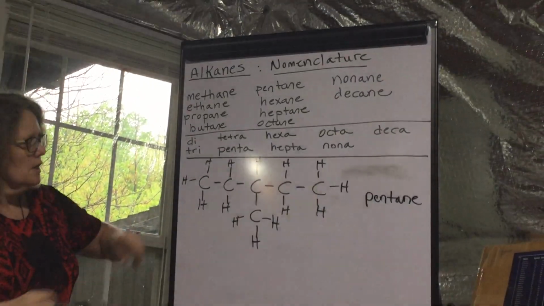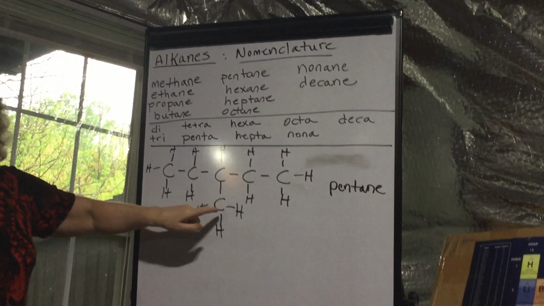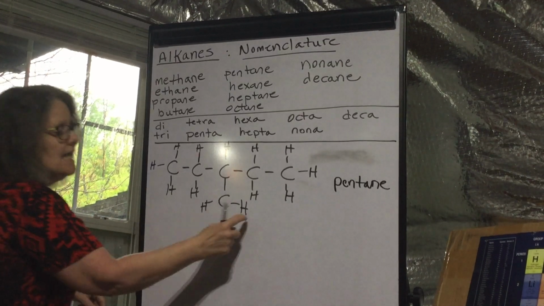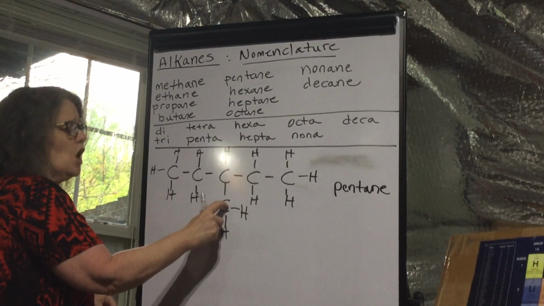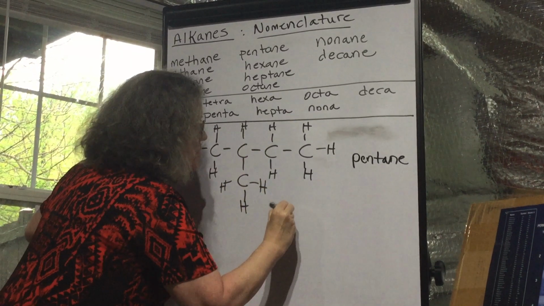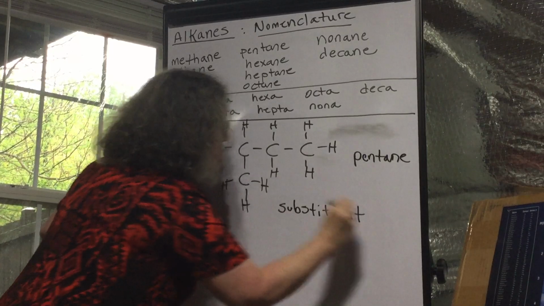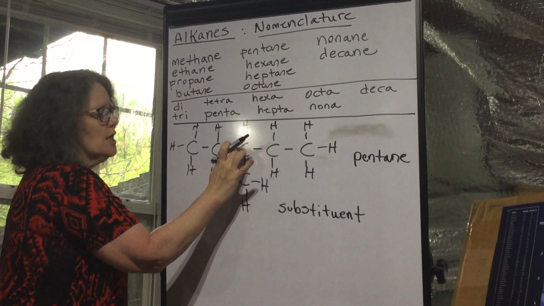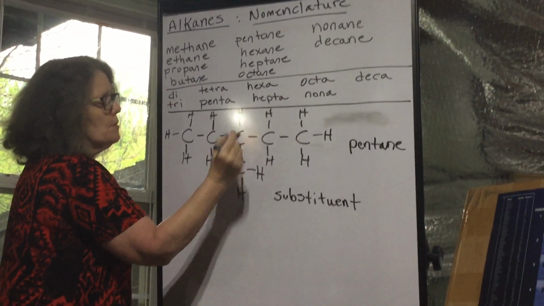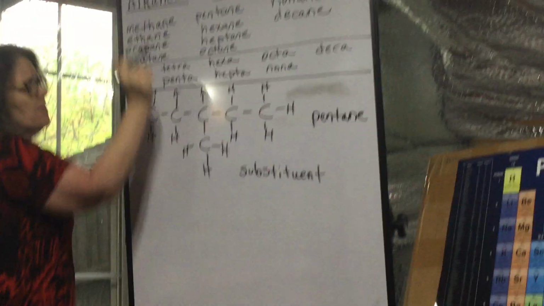Now, what I'm going to do is, I added a carbon group. This is a side group. This carbon is attached to my main chain. This is called a substituent. There is a 1-carbon chain attached to this carbon here, okay? A 1-carbon chain, 1 carbon is methane. If it's attached, this becomes methyl.